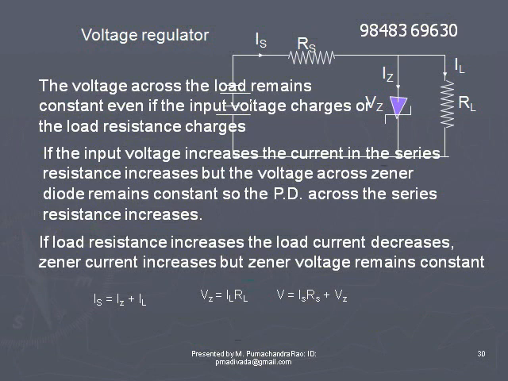The relations that we get here are, for the currents, Is is equal to Iz plus IL, and the relation of voltages is Vz is equal to IL RL. Another relation is that the total source voltage V is equal to Is Rs plus Vz. These are the relations that we get between currents and voltages. These are useful while working with the problems.